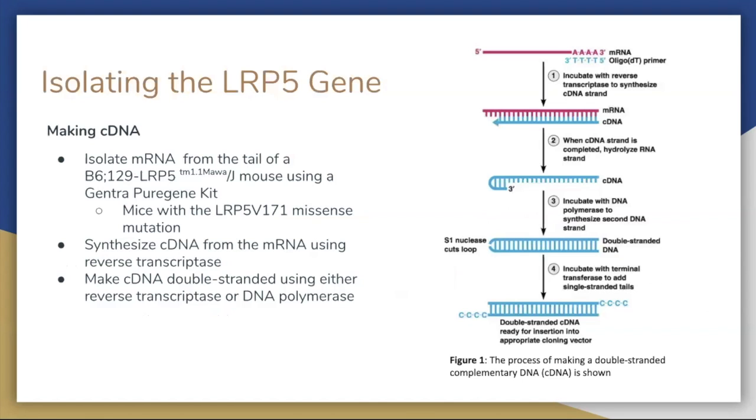When isolating the LRP5 gene, it is necessary to make cDNA. This will be done by isolating the mRNA from the tail of the mouse using a Gentra Purigene kit. This is a missense mutation in the mice. And we will then synthesize the cDNA from the mRNA using reverse transcriptase. And once that is done, we will make the cDNA double-stranded using either reverse transcriptase or DNA polymerase.